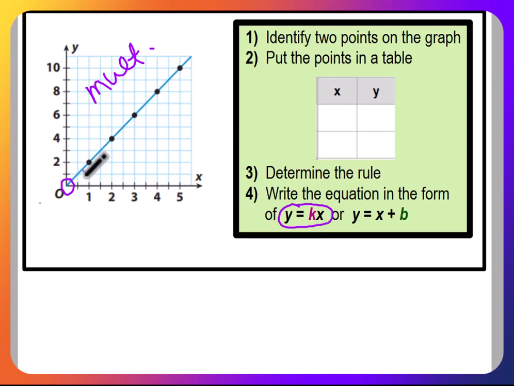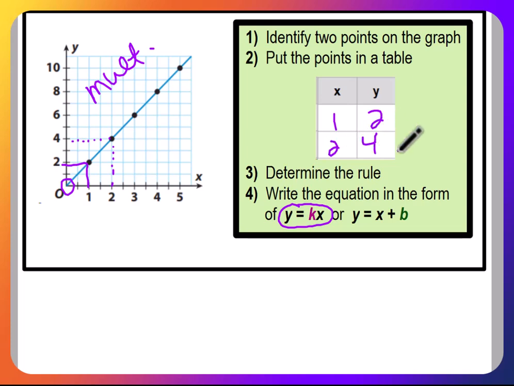So let's go ahead and plot 2 points in your table. It doesn't matter which 2 points. I like to do the first 2, so I'm going to do x value of 1, y value of 2. So the x is 1, the y is 2, and I'll do the next point, which is going to be a 2 for x and a 4 for y.